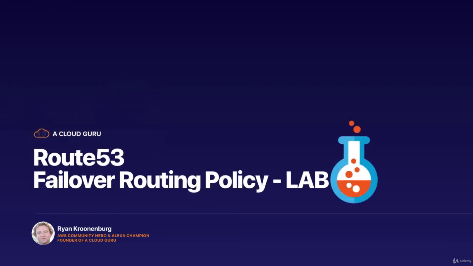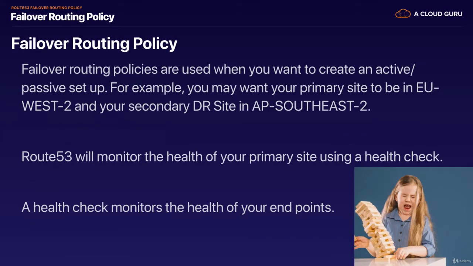In this lecture, we're going to learn about failover routing policies. Failover routing policies are used when you want to create an active-passive setup. For example, you may want your primary site to be in EU West 2 and your secondary DR site to be in AP Southeast 2. And Route53 will monitor the health of your primary site using a health check, and a health check just monitors the health of your endpoints.